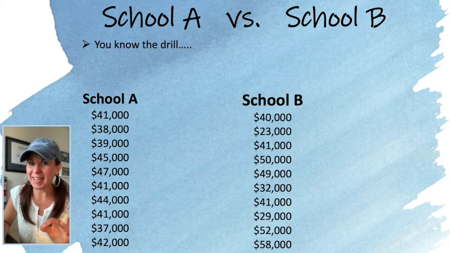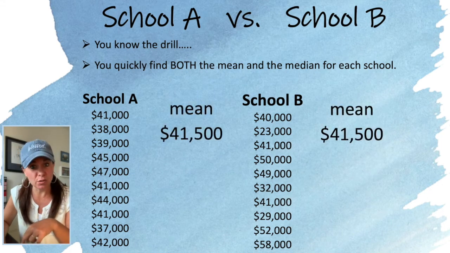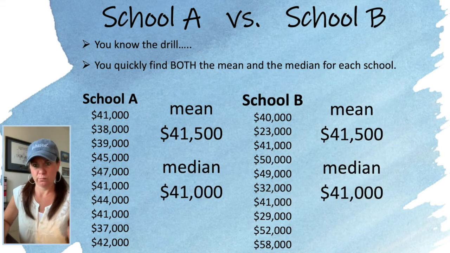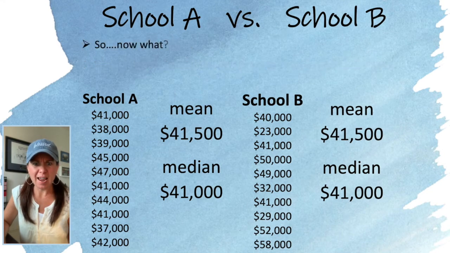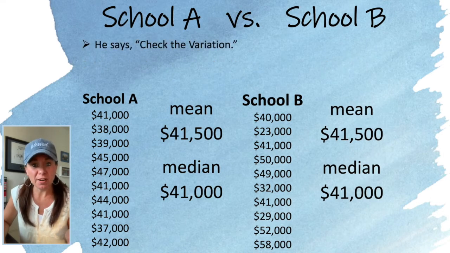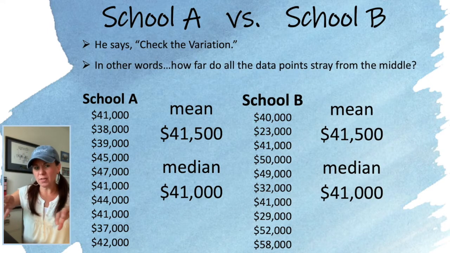You know the drill, right? Like, you quickly find both the mean and the median for each school. So the means, well, they're the same. Okay, and the medians, they're also the same. So now what do? You go back to your stats buddy and like, what do? He says, check the variation. In other words, how far do all the data points stray from that measure of central tendency?